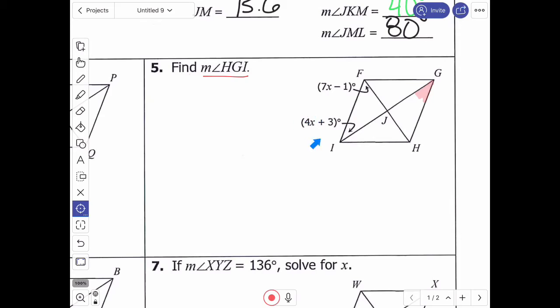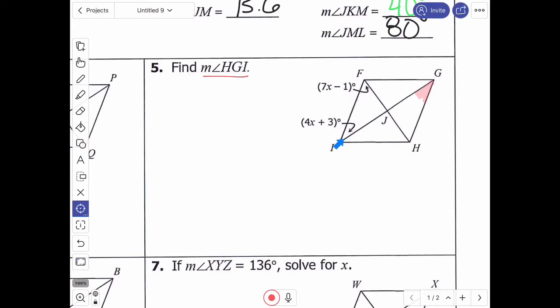So once I can figure out what x is, I could plug x in here, and then that should be the same measurement for the angle that we're trying to find. But I don't really know anything about this angle to solve for x just yet. So maybe I'm just going to have to deal with these two equations first before I can even think about finding this angle. If I'm just looking at these two angles, I don't know anything about their measurements to say that they're equal to each other.